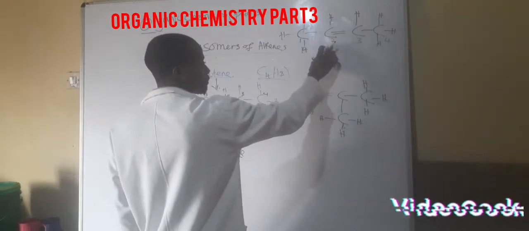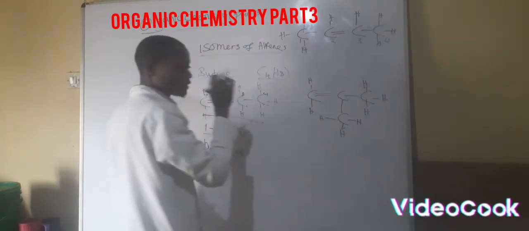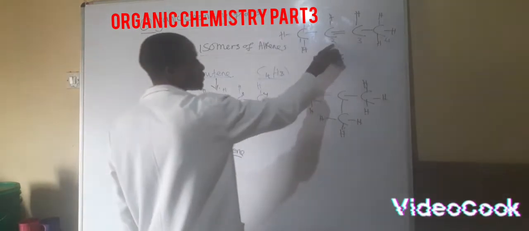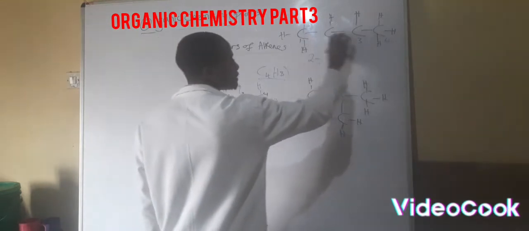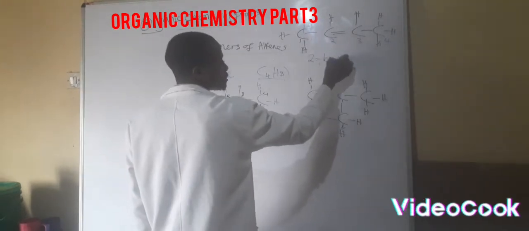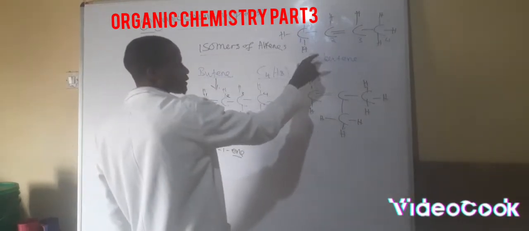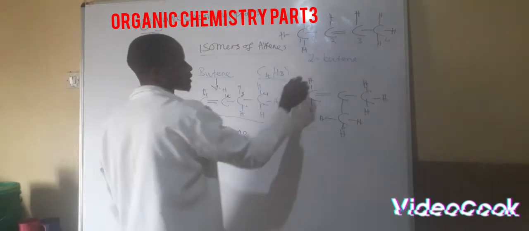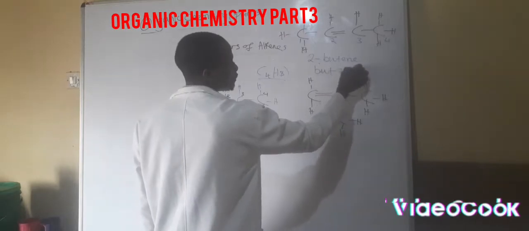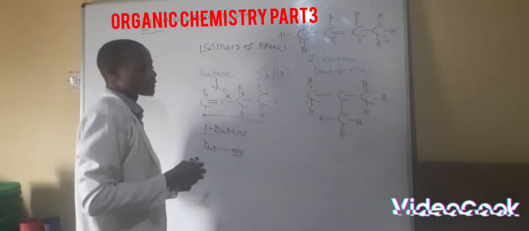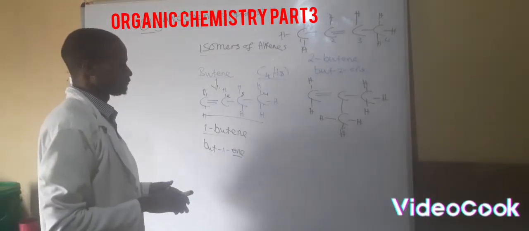So you get the first carbon. I know the double bond is between carbon 2 and 3, but we take the smallest number between those two, which is 2 in this case. So the location of the double bond is 2, and this is butene. So 2-butene. The 2 is saying that the double bond is at carbon 2, which can also be written as but-2-ene.